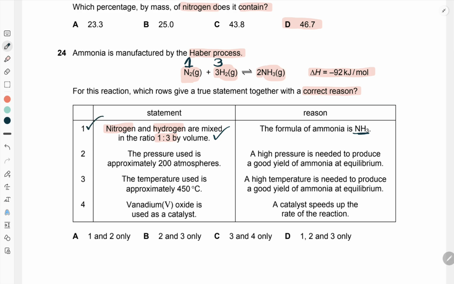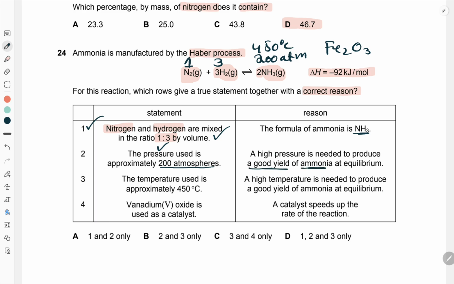The pressure used is approximately 200 atmosphere. So this is true because we use 450 degree temperature and we use 200 atm pressure and we use iron oxide as catalyst, right? So as far as the pressure is concerned, 200 is correct. A high pressure is needed to produce good yield of ammonia.